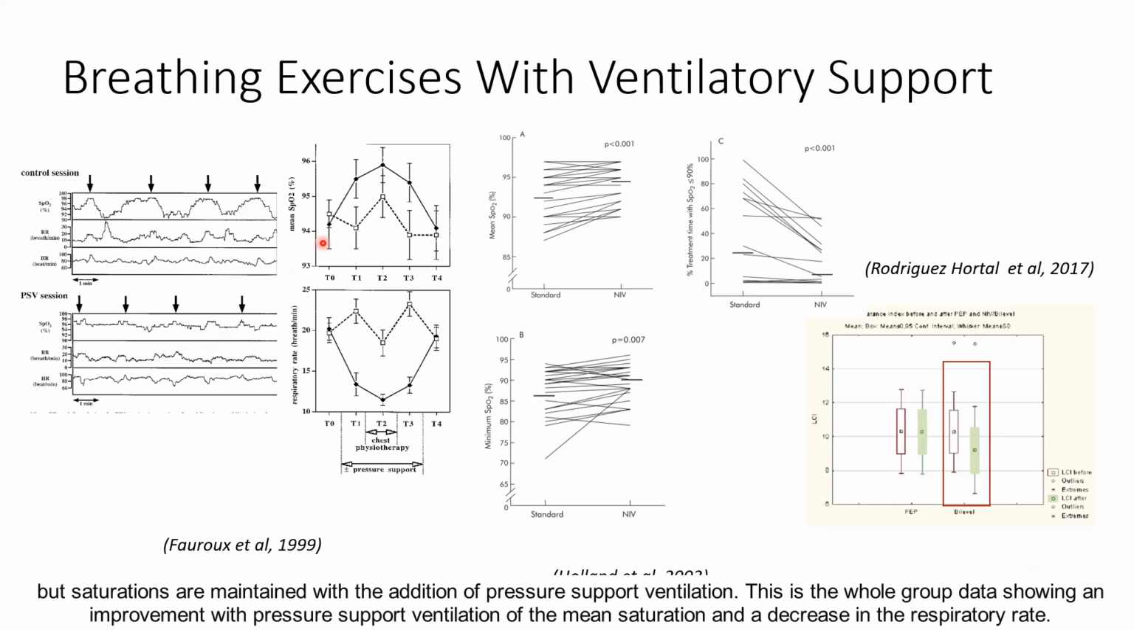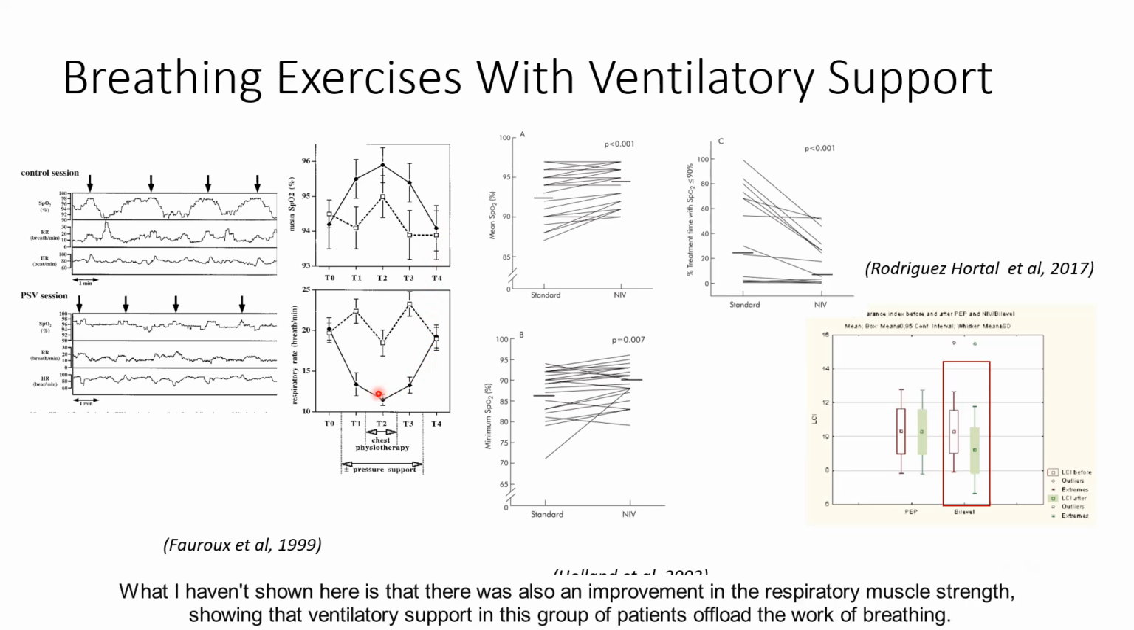This is the whole group data showing an improvement with pressure support ventilation of the mean saturation and a decrease in the respiratory rate. What I haven't shown here is that there was also an improvement in the respiratory muscle strength, showing that ventilatory support in this group of patients offloads the work of breathing.